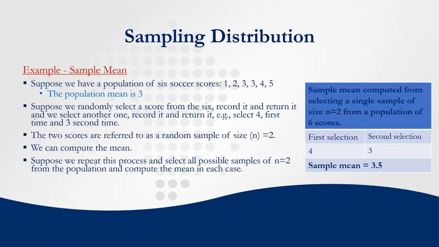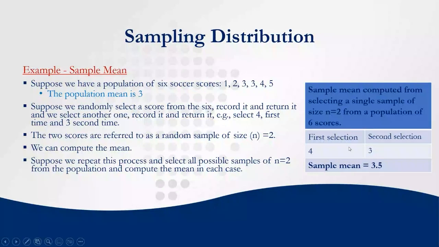So this is another example. If I have 6 scores, here are the 6 scores. You can see them: 1, 2, 3, 3, 4, 5. And then if I compute the mean, if you go and check, the mean is 3. If I select 2 scores at random, I select the first score, I select the second score, of size 2, meaning I'm selecting 2.